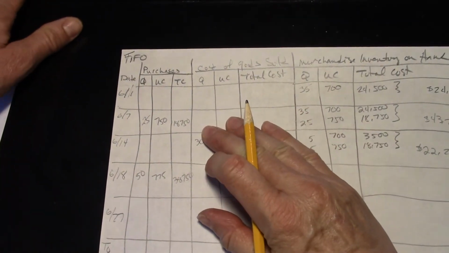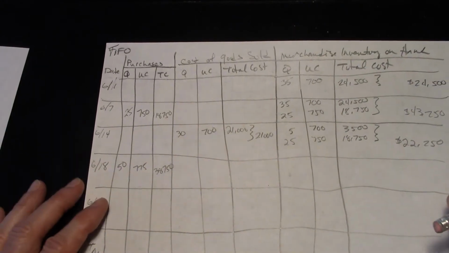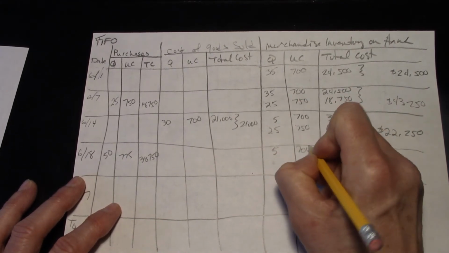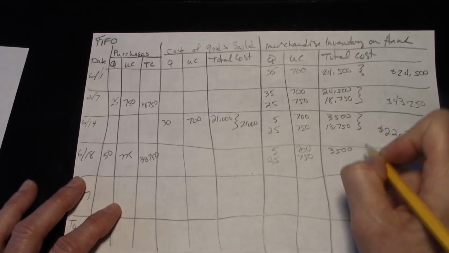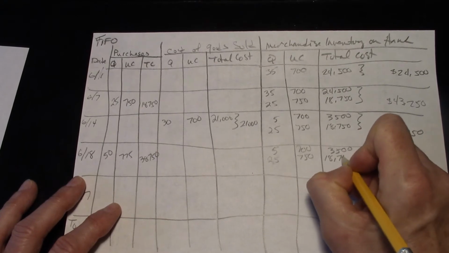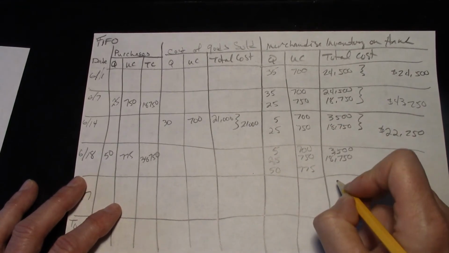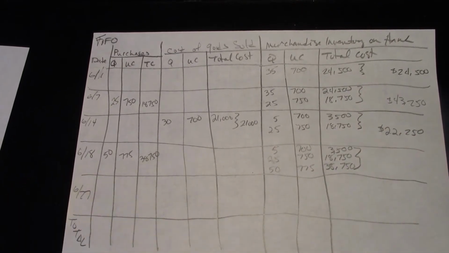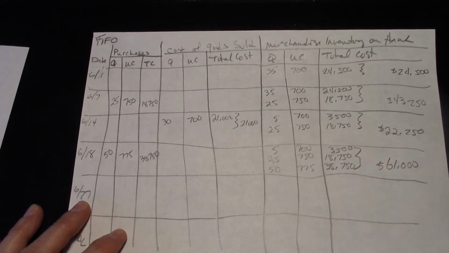Okay, it has nothing to do with cost of goods sold. This is a purchase. All right, but we do have to update our merchandise because now we've got 50 more sofas. I've got to keep them in order. So 5 times 700 is 3,500. 25 times 750 is still 18,750. And now we've got these 50 at 775 for 38,750. And if you add those all up, you get 61,000.